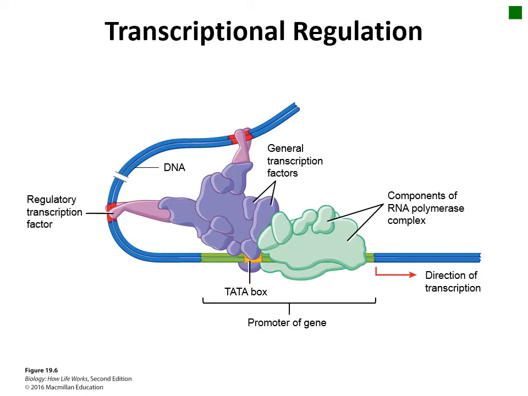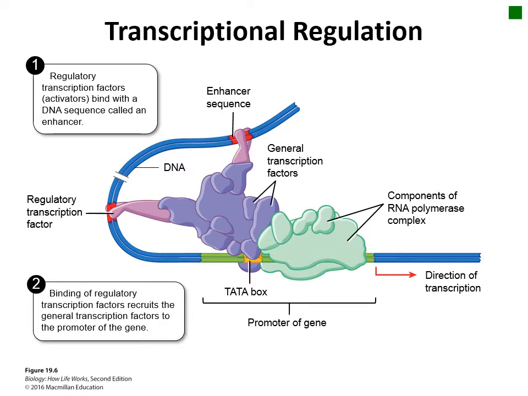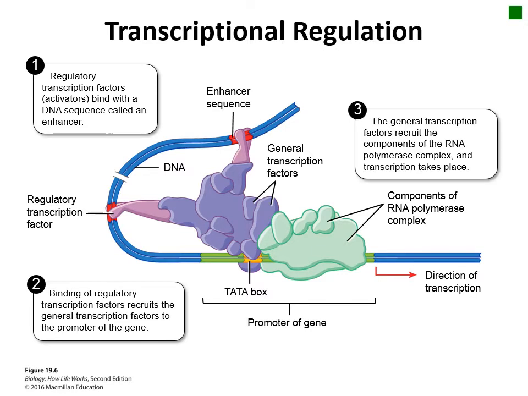Certain types of regulatory transcription factors, called activator proteins, bind to sites in DNA called enhancer sequences. These activator proteins recruit the general transcription factors to the promoter by binding to them. Once the general transcription factors have bound, they then recruit the RNA polymerase and transcription can occur.